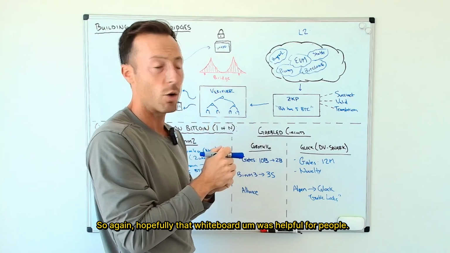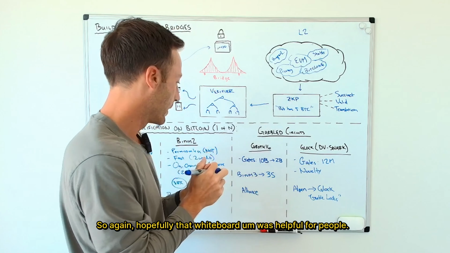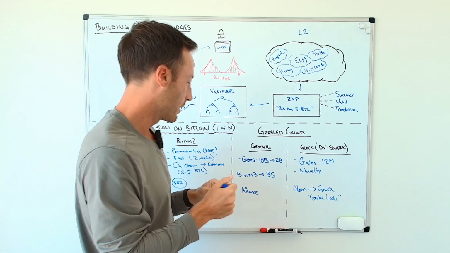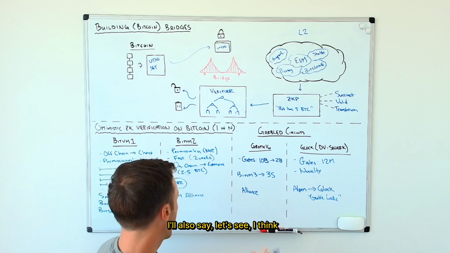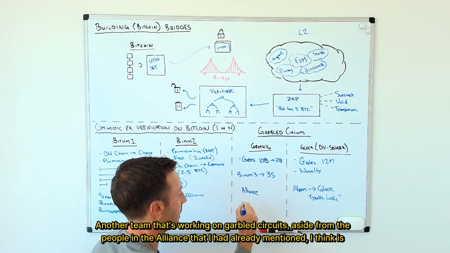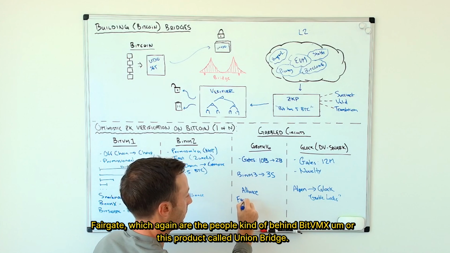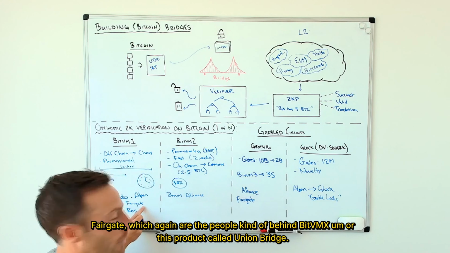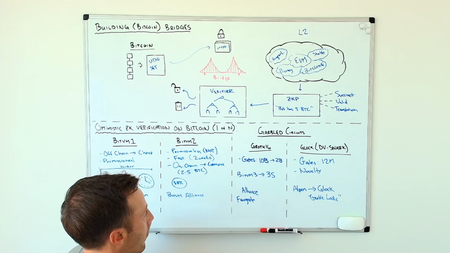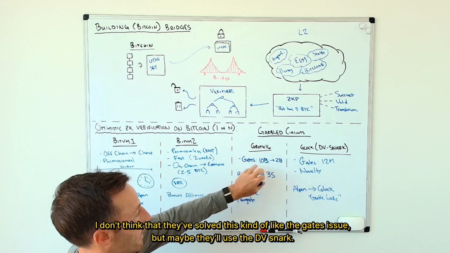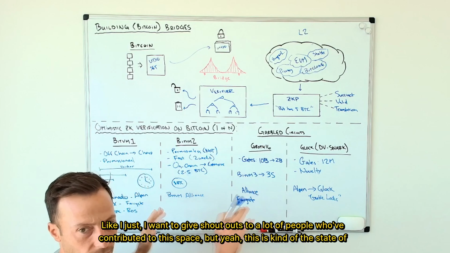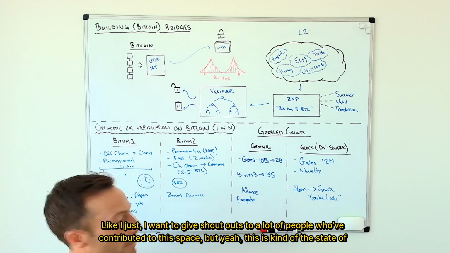So again, hopefully that whiteboard was helpful for people. Let me see if I want to give any more shout outs. Another team that's working on garbled circuits, aside from the people in the alliance that I had already mentioned, is Fairgate, who are behind BitVMX and this product called Union Bridge. I don't think they've solved the gates issue, but maybe they'll use the DV snark. They have some other creative tricks. I want to give shout outs to a lot of people who've contributed to this space. But yeah, this is the state of things.